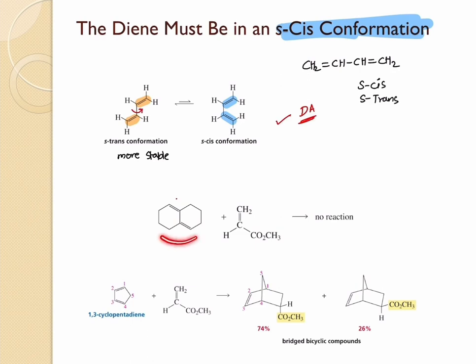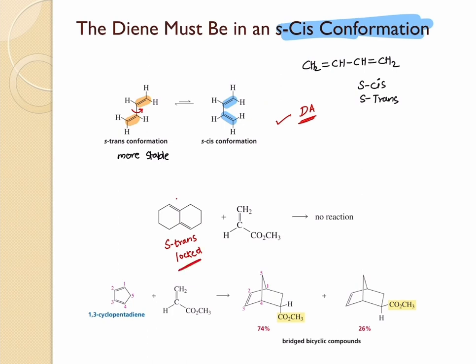But a compound such as this, which is locked in the s-trans conformation, cannot undergo Diels-Alder reaction because there is no rotation about the carbon-carbon single bond because of the cyclic structure. So this is s-trans locked and therefore it cannot undergo Diels-Alder reaction.